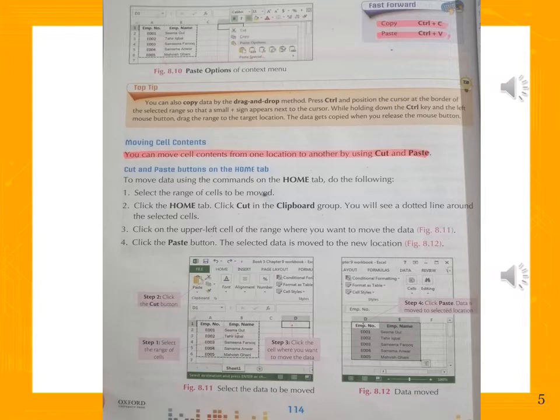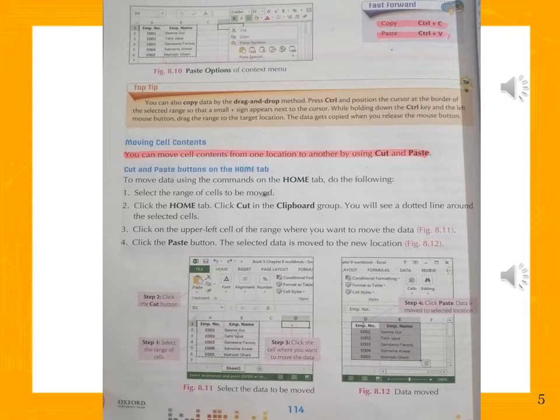Moving cell contents. You can move cell contents from one location to another by using cut and paste. Cut and paste buttons on the Home tab. To move data using the commands on the Home tab, do the following. Select the range of cells to be moved. Click the Home tab. Click Cut in the Clipboard group. Cut, copy and paste. These three will be found in the Clipboard group. Okay? You will see a dotted line around the selected cell. Whenever you select cells, a range of cells or a single cell, there will be a dotted line.